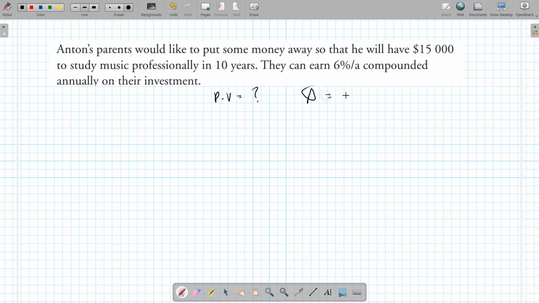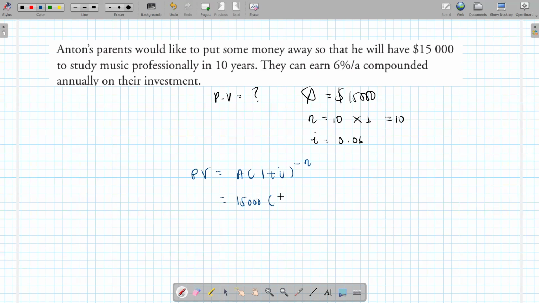You're given the amount, 15,000. This is 10 years from now. Your N is 10 times 1 because it's compounded annually. It doesn't really change. And your interest rate is 0.06 divided by 1, which is still 0.06. So our formula for present value, the money today, is A(1 + i) to the power of negative n.